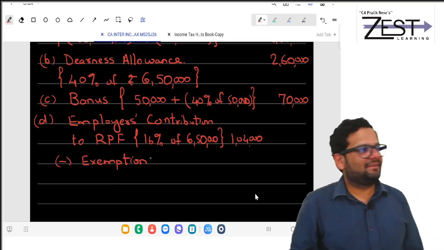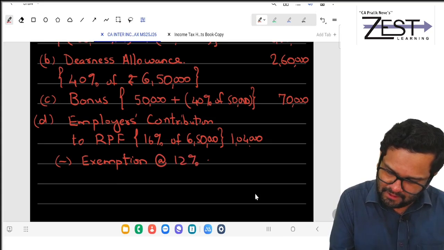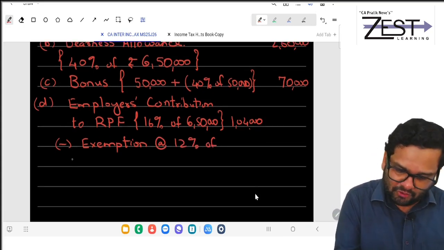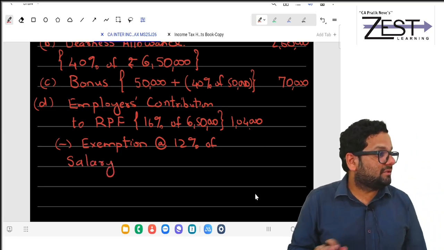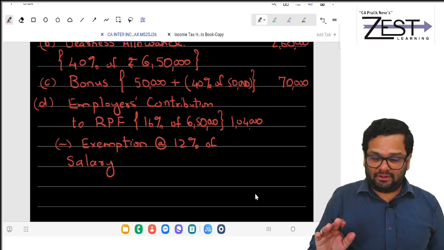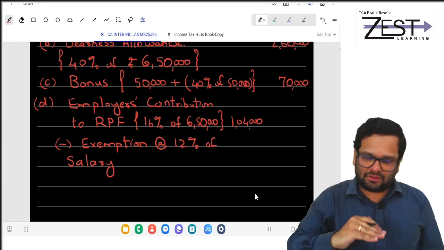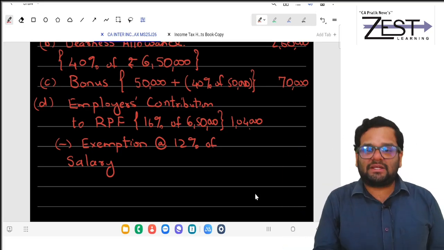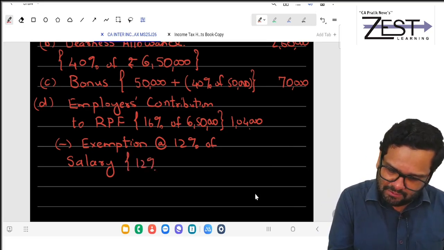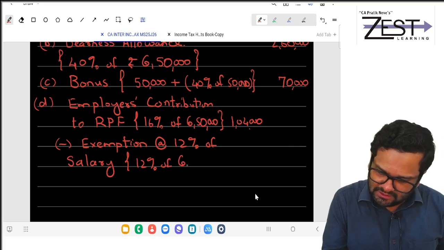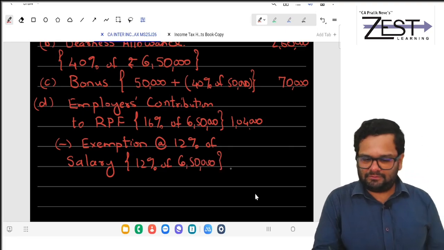Less exemption. Exemption at what percent? 12% of salary. Not 12 point anything. 12%. Interest is exempted at 9.5%. This is 12%. So exemption at 12% of salary. So which is 12% of 6,50,000. Afterwards, we'll write the note.